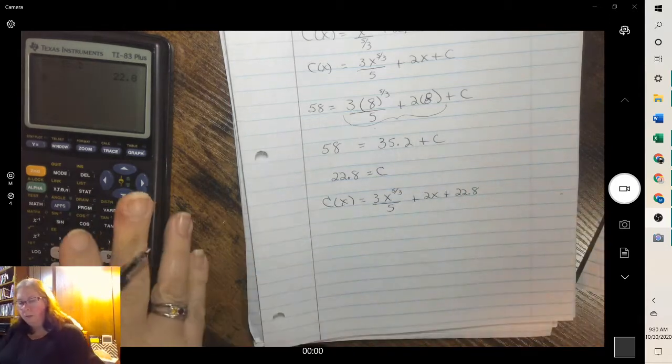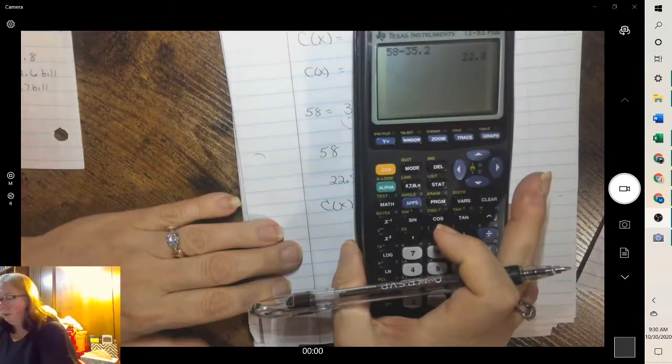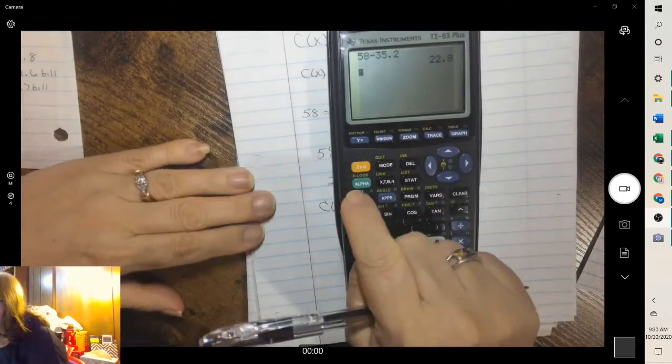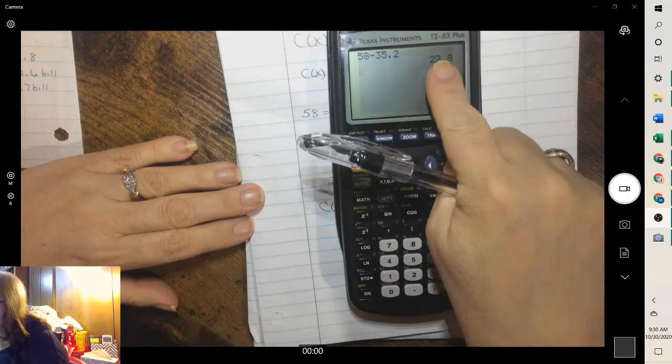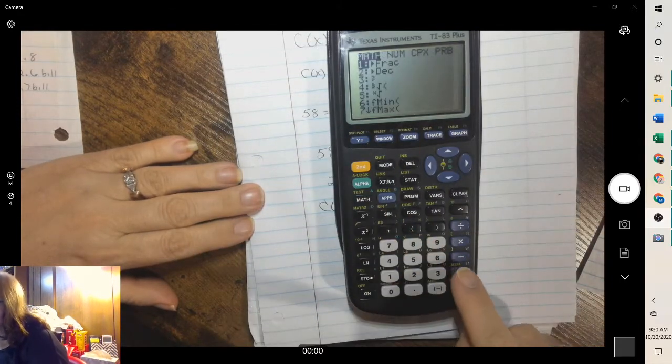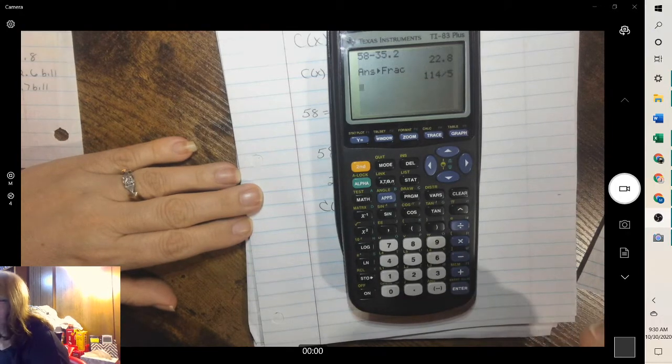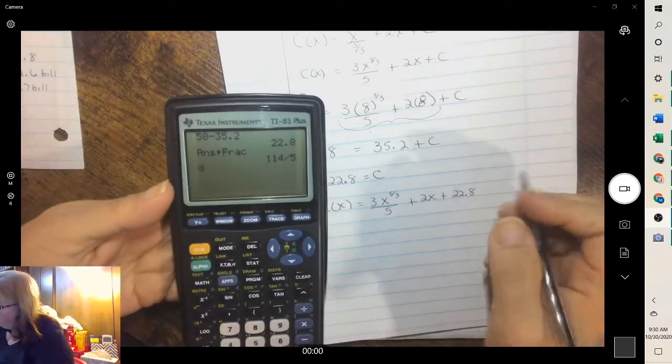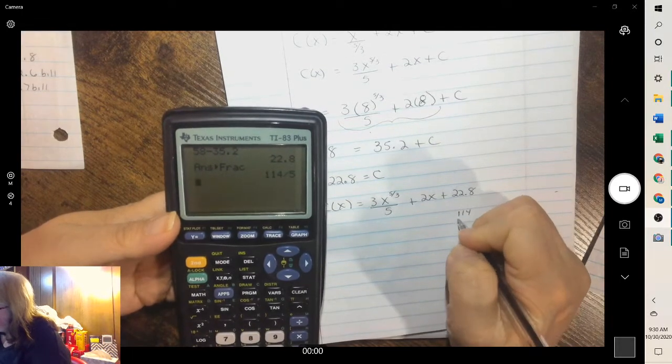Now, if you need the fraction, once you have your decimal, you just hit math and enter twice, and it will give you the fraction. So it could be 114 over 5.